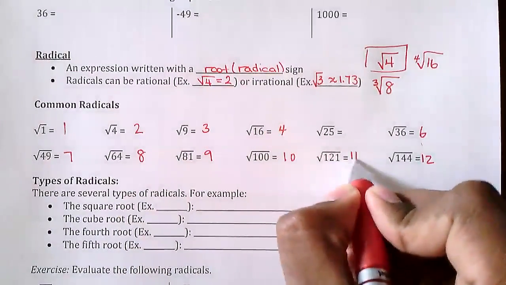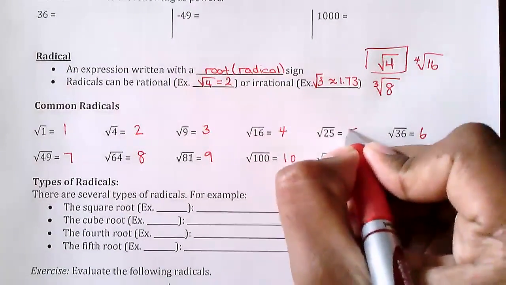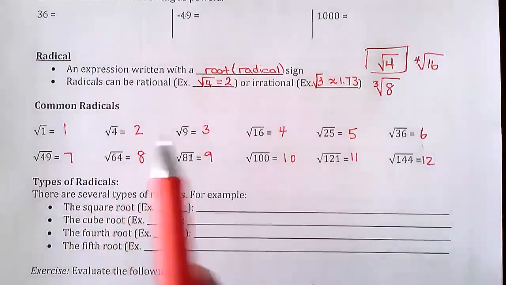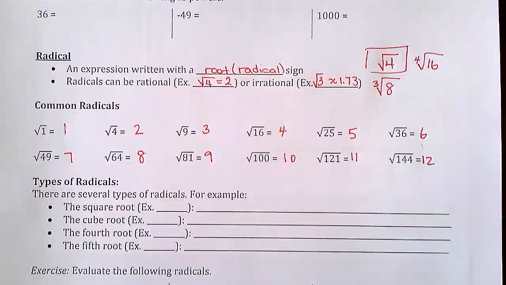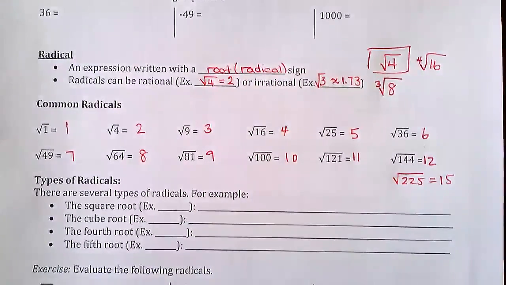And root 121. Oh, I missed root 25. So you should have noticed the speed at which we were answering these questions. That's the speed I expect for these common radicals. So you should know these square roots up until 144, which is the square root of 12. That doesn't mean we won't go higher, but these ones you should know off the top of your head. The other ones, as you do more practice problems, you'll become more accustomed to. For example, root 225 is 15. So you'll see that in the problems, and as you do it more and more, you'll remember that fact.